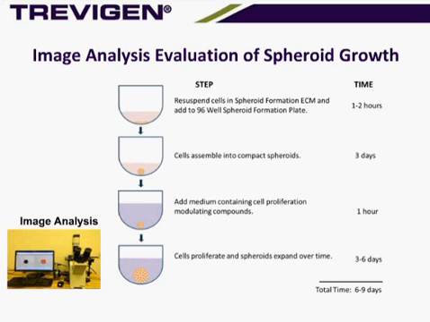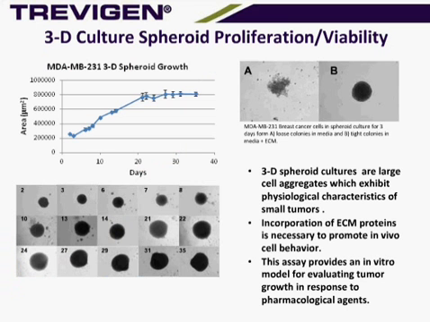And we can use image analysis to evaluate the growth of these spheroids. And that basically just means taking a picture and using the image analysis software to look at growth rates. As we see here, we have our MDA-MB-231s looking at 3D spheroid growth. We started with 3,000 cells per well. This was a 35-day assay.